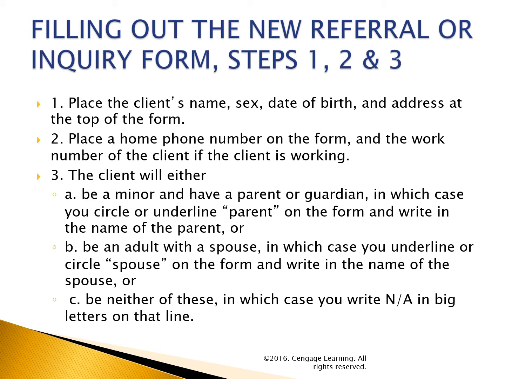1. Place the client's name, sex, date of birth, and address at the top of the form. 2. Place a home phone number on the form and a work number of the client if the client is working. 3. The client will either be a minor and have a parent or guardian, in which case you circle or underline parent on the form and write in the name of the parent, or be an adult with a spouse, in which case you underline or circle spouse on the form and write in the name of the spouse, or be neither of these, in which case you write NA in big letters on that line.